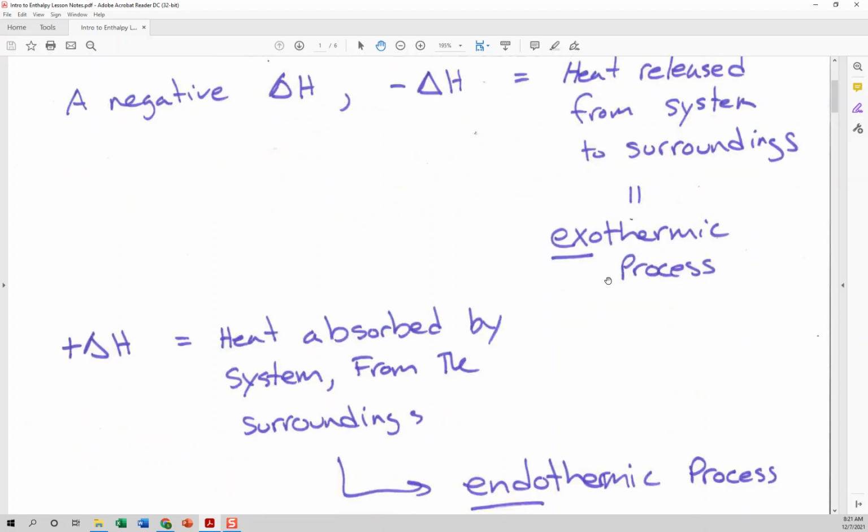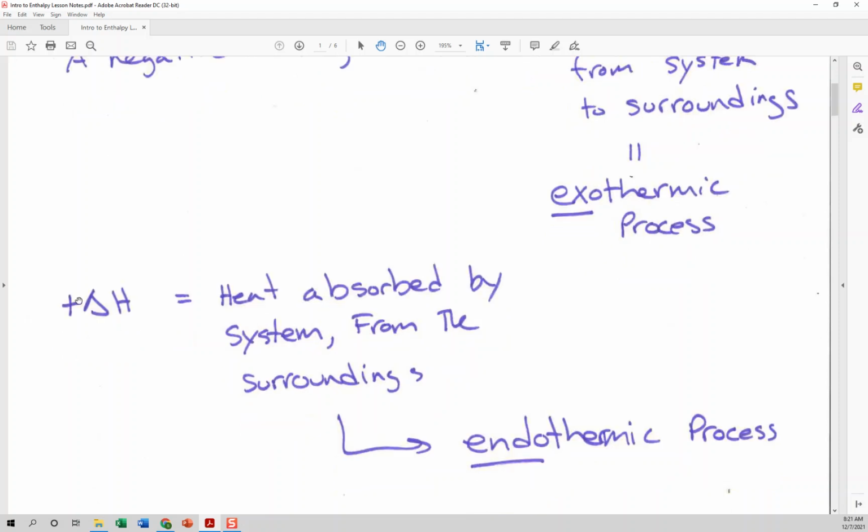Vice versa, if you see a positive delta H, that means heat's being absorbed by the system. And where is that heat coming from? It's coming from the surroundings. So the surroundings lose energy to the system if it's a positive delta H. If it's a negative delta H, the surroundings gain energy from the system. But really, negative delta H means exothermic, positive delta H means endothermic process.